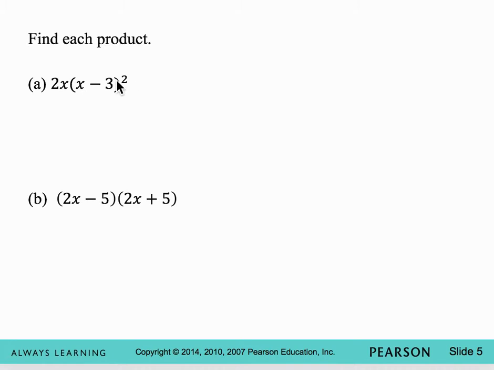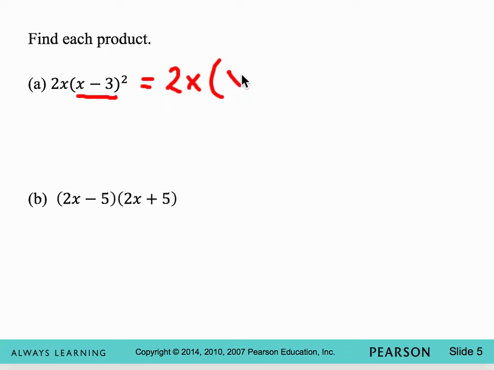Okay, so I want to recognize that, oh hey, I know how this binomial, it's a perfect square. I know how it multiplies out. I cannot distribute here first. Remember, you got to do exponents before multiplication, so I got to take care of this first. So it's 2x, and then multiply these 2 things first.